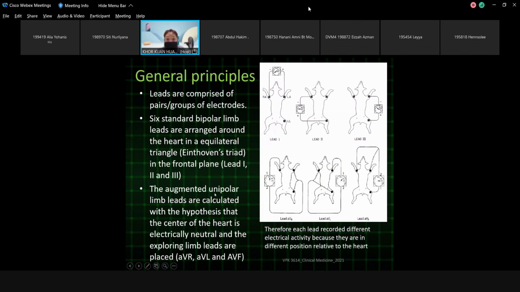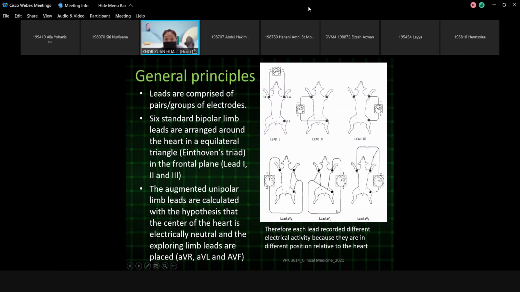There are also augmented leads, and these augmented leads are the AVR, AVL, and AVF. Okay? So meaning you will attach the ECG here. This one will give you the AVR. Like this one will give you the AVL. Like this will give you the AVF.